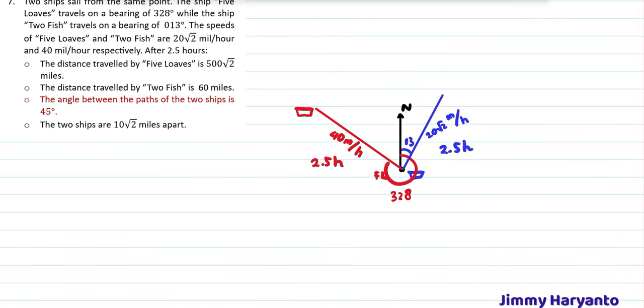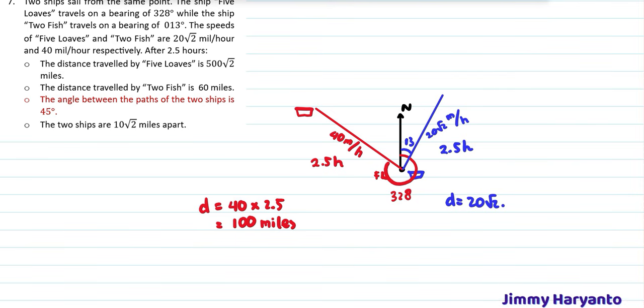Okay, let's find the distance first. The distance for the red one will be the speed times the time. That means this one is 100 miles. And then the distance for the blue will be 20 square root of 2 times 2.5, which is 50 square root of 2 miles.